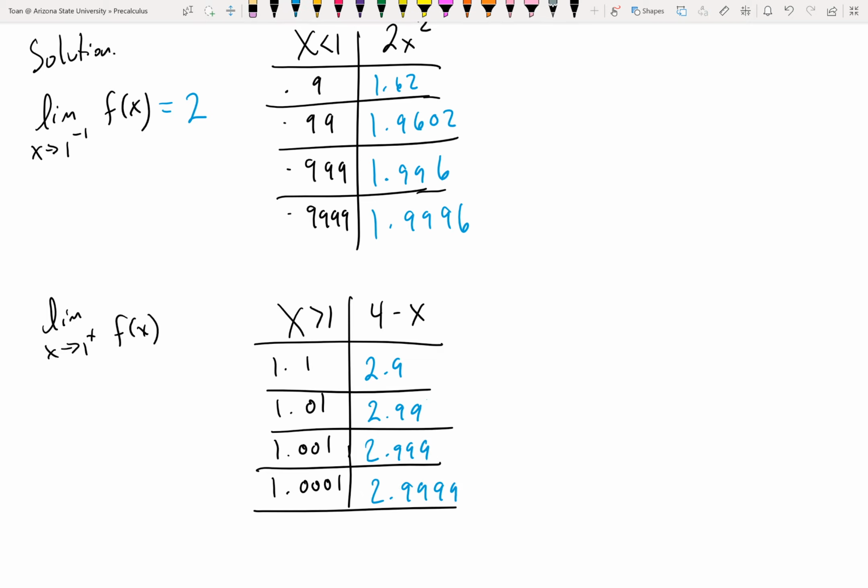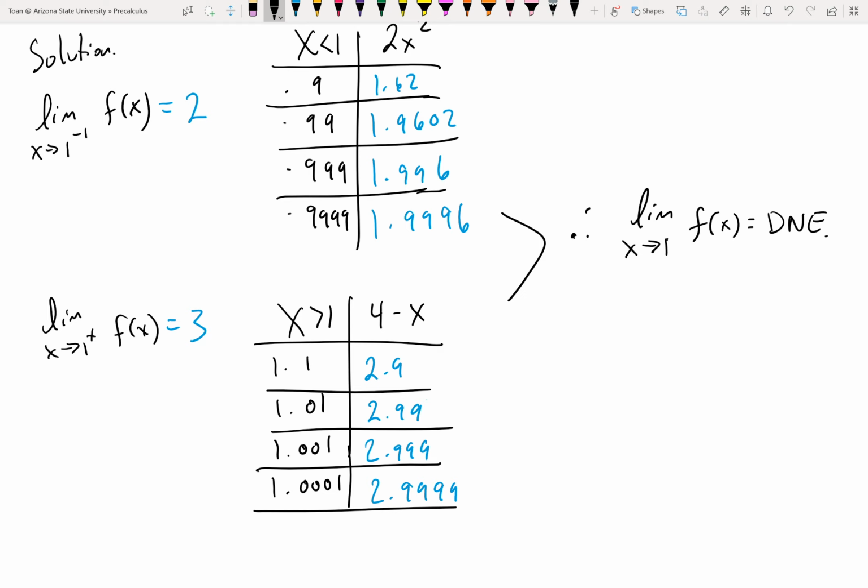Okay. So from this table, hopefully it looks very obvious. We can make an educated guess that this is approaching 3. Well, since the left and right-sided limits are not the same, here is our overall answer. Therefore, the limit as x approaches 1 overall, no plus or minus, just 1 overall, of f of x does not exist.